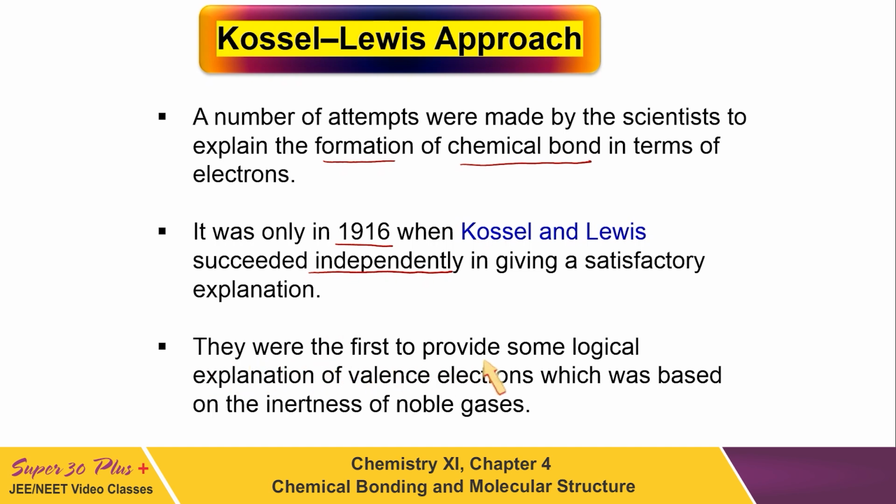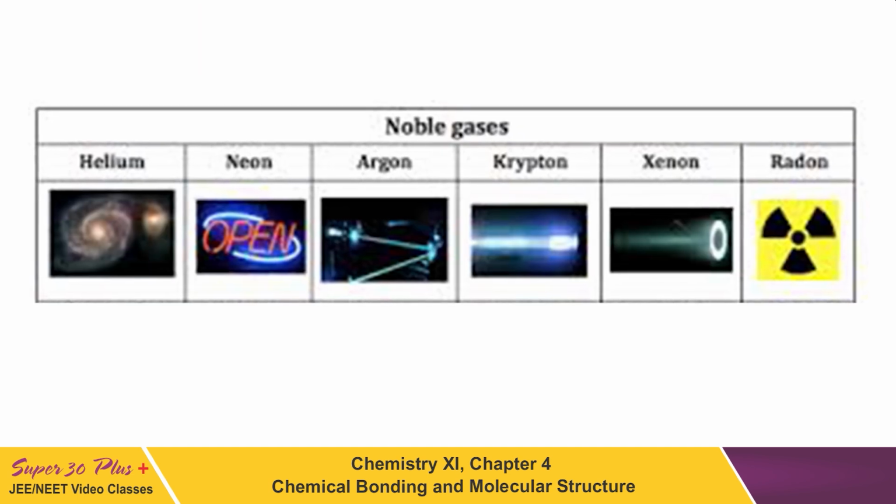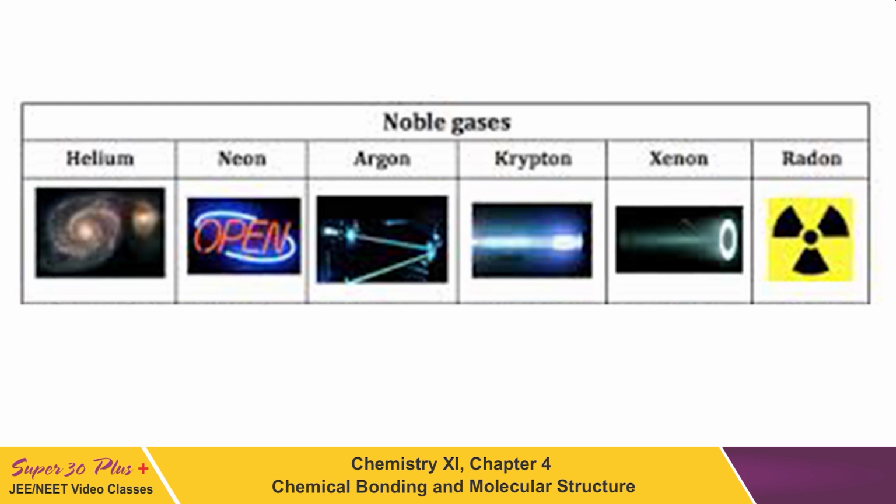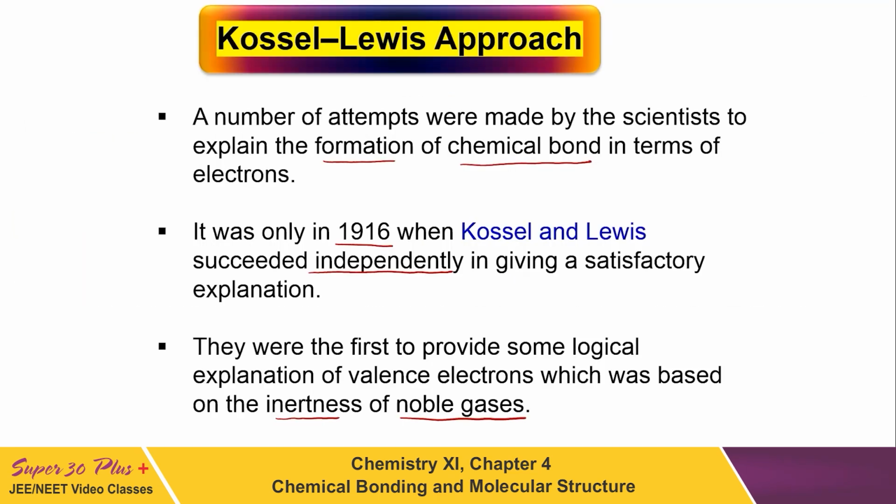They were the first to provide a logical explanation of valence electrons, which was based upon the inertness of noble gases. Do you have any idea what the inertness of noble gases is? Noble gases like helium, neon, argon, xenon, krypton and radon, because of their completely filled outer orbital, which is p6, are comparatively inert. So the approach to bonding was first explained by Kossel and Lewis in 1916. Now what did they give?